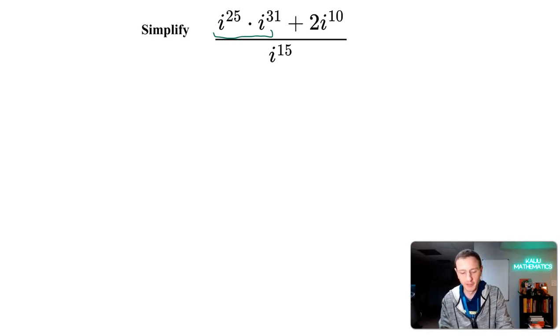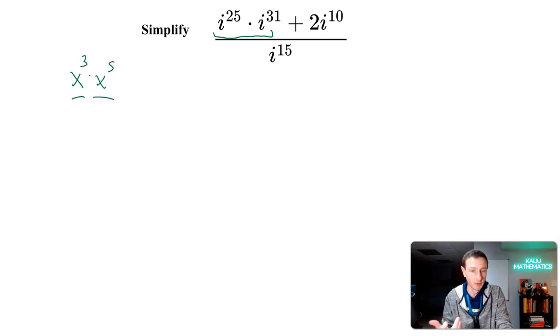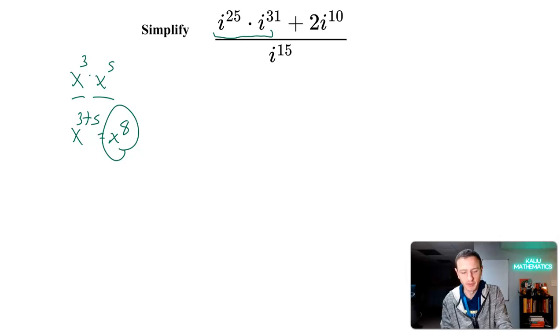When we're just doing i to the 25th times i to the 31st, this is no different than x to the 3rd times x to the 5th. What do we do when we multiply by the same base? We add the exponents. So it would be x to the 3 plus 5, and you get x to the 8th. Same exact concept with imaginary numbers.